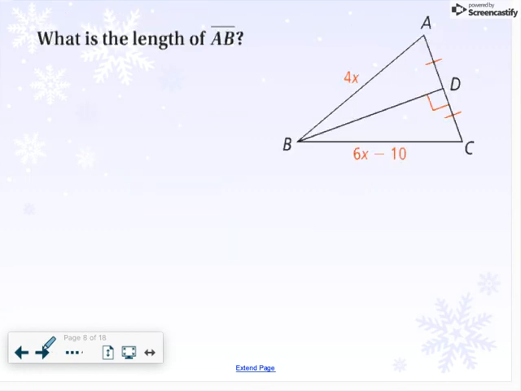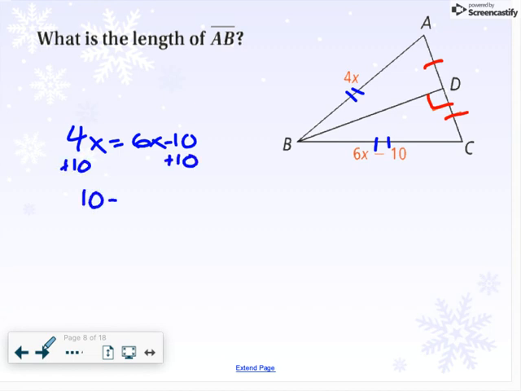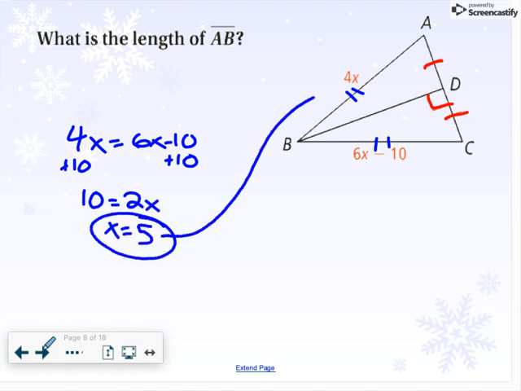Again, we have a perpendicular bisector. So that tells us these two segments are equal. So we set them equal and then solve. We end up getting 10 is equal to 2x. x is equal to 5. But again, we got to plug it in, and we find the measurement to equal 20. So again, if you feel like I'm going too fast, please just pause the video. Take your time through it.